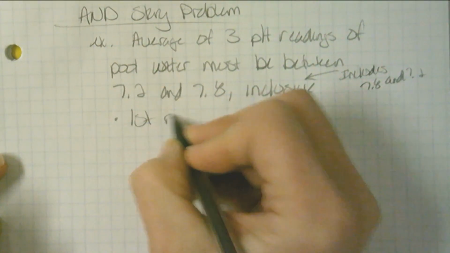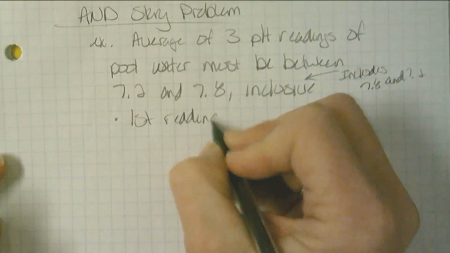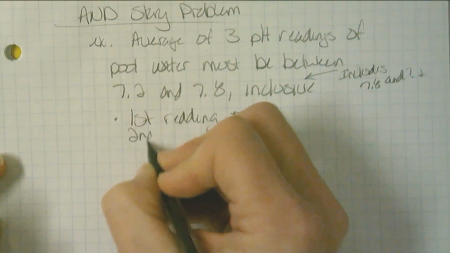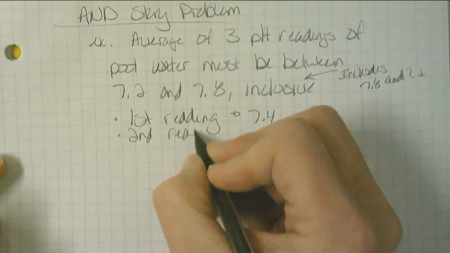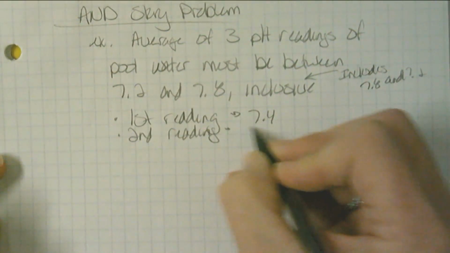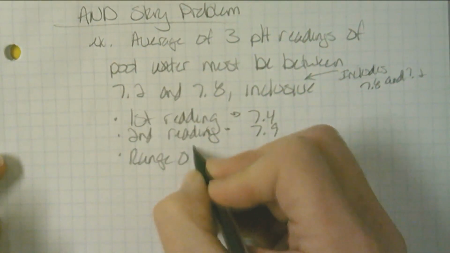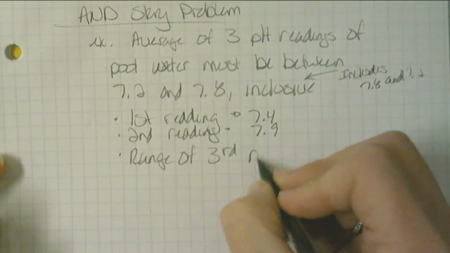First reading was 7.4. The second reading was 7.9. We want to know the range of the third reading.